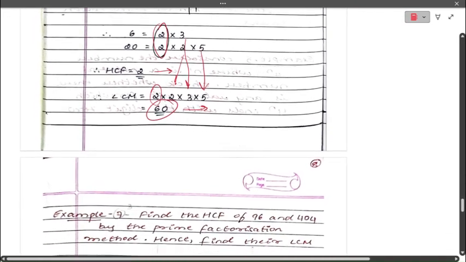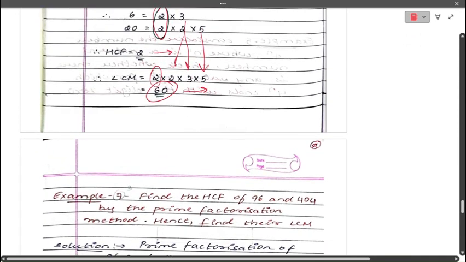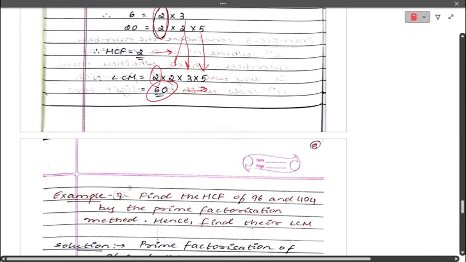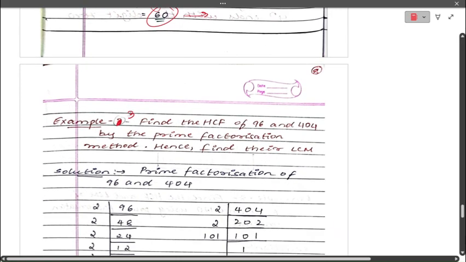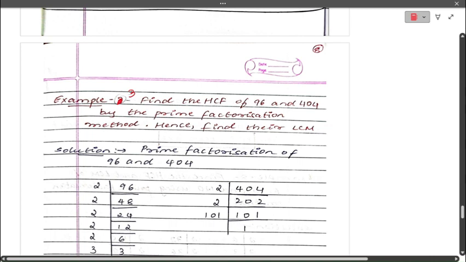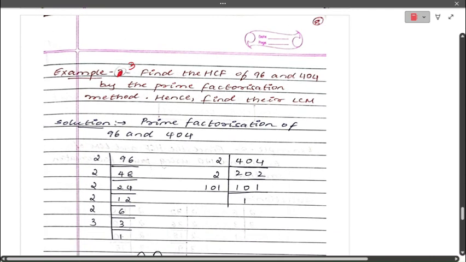Clear? Yes. Any doubts? No doubts. Okay. So example number 3. Find the HCF of 96 and 404 by the prime factorization method and hence find their LCM. So very simple, the same method which we followed above, but I'll be teaching you a new concept over here rather than simply multiplying such big numbers and finding out.